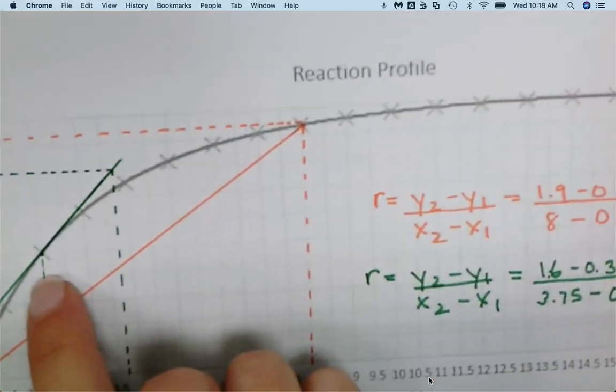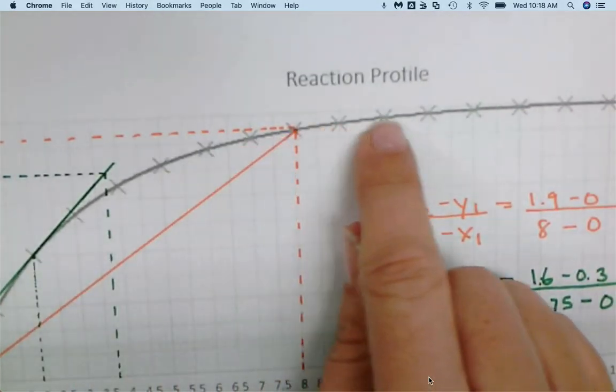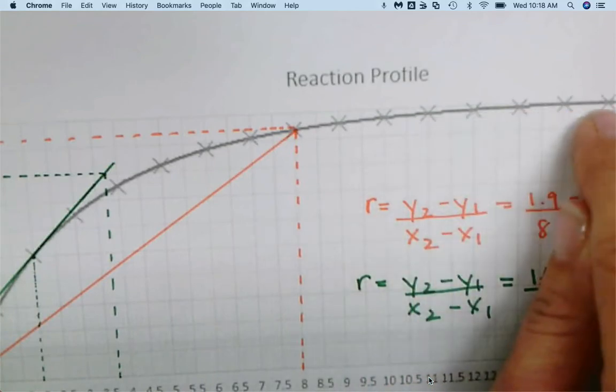And when we come to a plateau, that means that your slope will be 0 and the reaction has come to a stop.